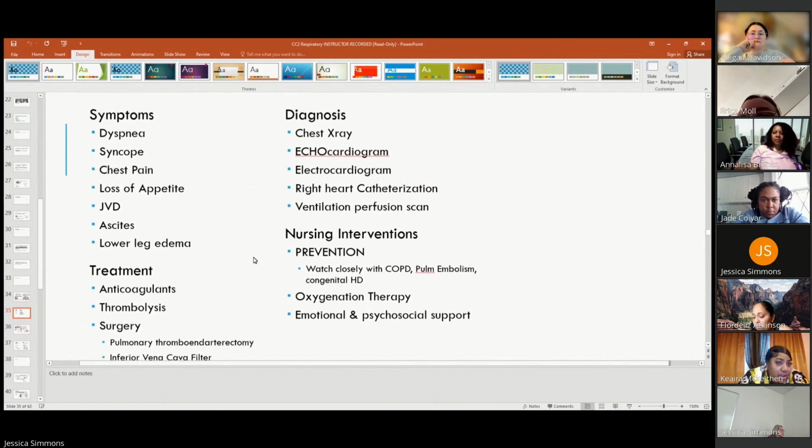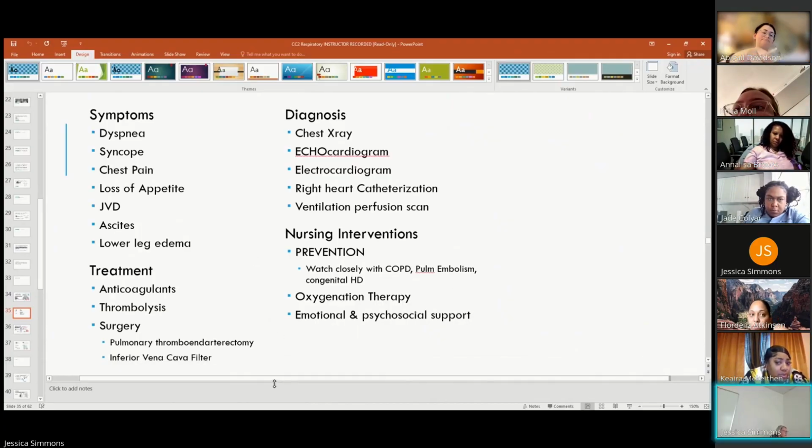So your symptoms are dyspnea, syncope, chest pain, loss of appetite, JVD, ascites, which is fluid accumulation where? From the liver, in the abdomen. Yep. Lower leg edema.